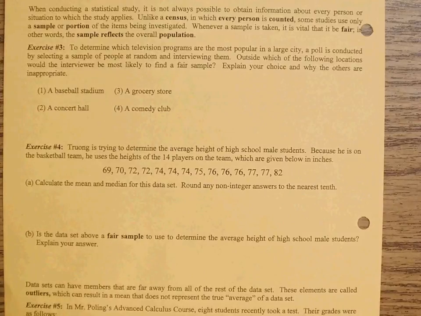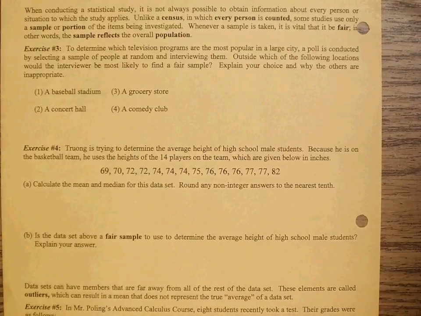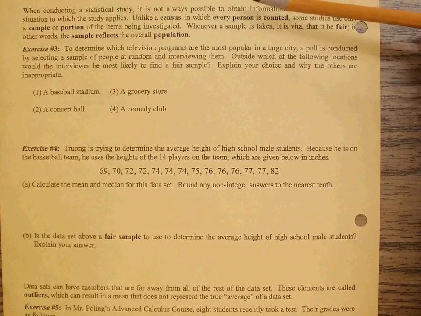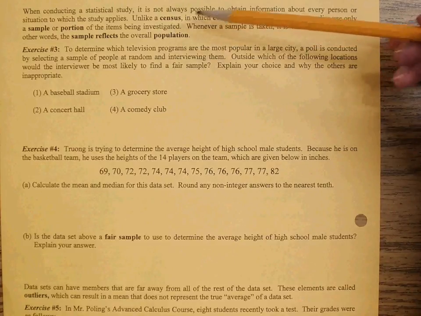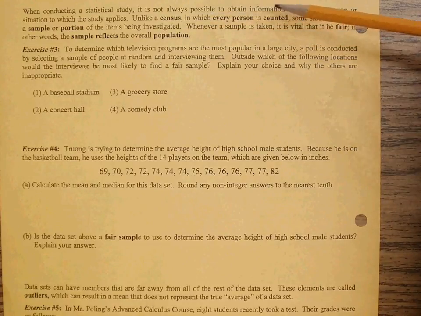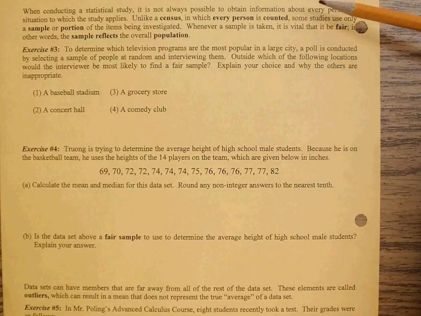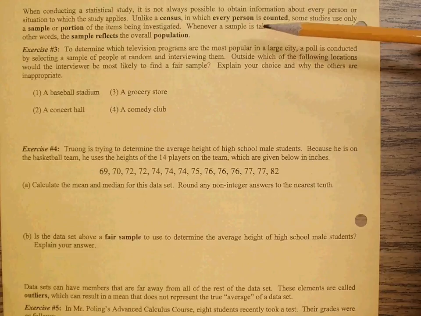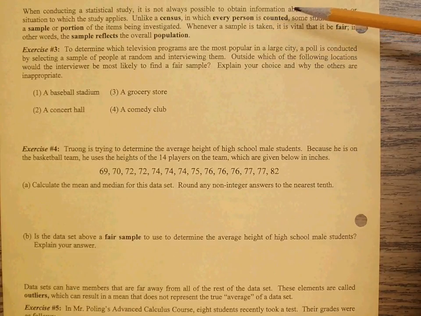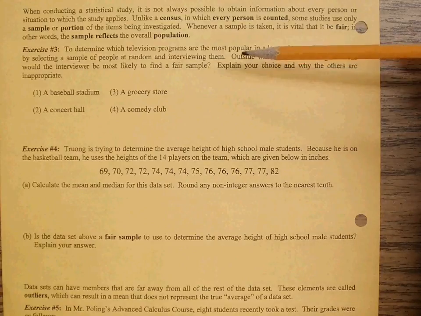Let's talk about some more situations. So when conducting a statistical study, it is not always possible to obtain information about every person or situation to which the study applies. Unlike a census in which every person is counted, some studies use only a sample or portion of the items being investigated. Whenever a sample is taken, it is vital that it be fair. In other words, the sample reflects the overall population. So that's what we're going to talk about here for number 3.